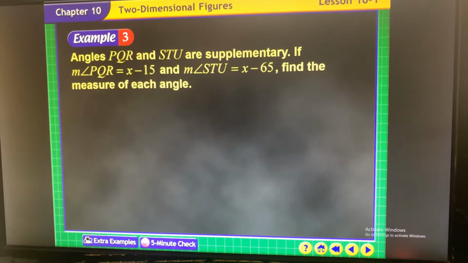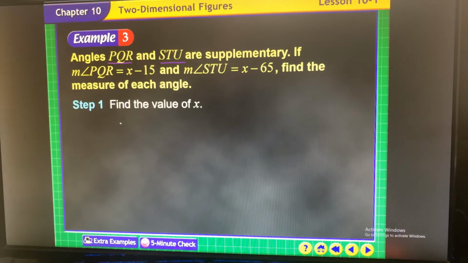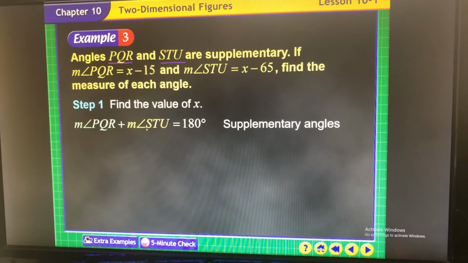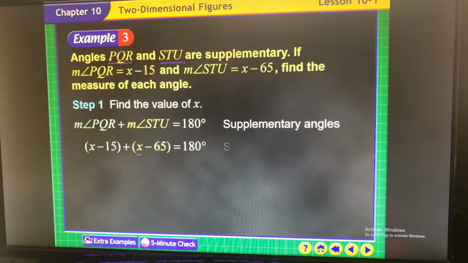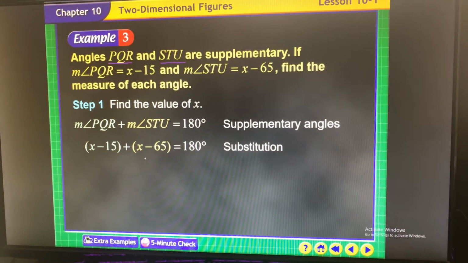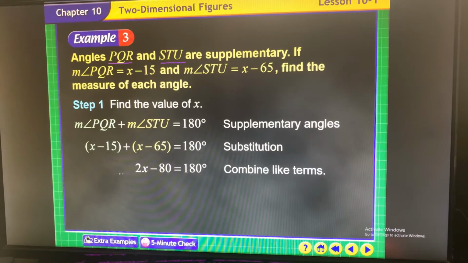This one, remember I always said to you, you can do algebra without geometry, but you can't do geometry without algebra. So it's saying to you that PQR and STU are supplementary. That means together they make 180. So if I have the angle PQR plus angle STU equals 180. So then I substitute what I know, right here like this, and then I start to combine like terms. So you can see I put my x's together, and then negative 15 and negative 65 makes negative 80.